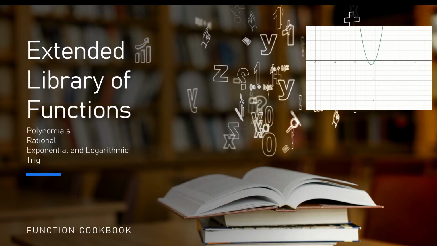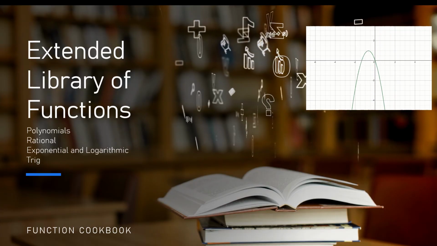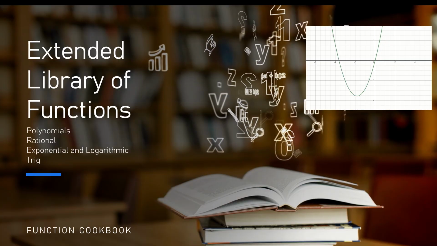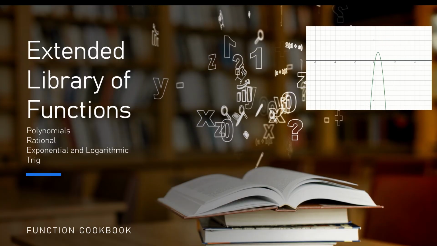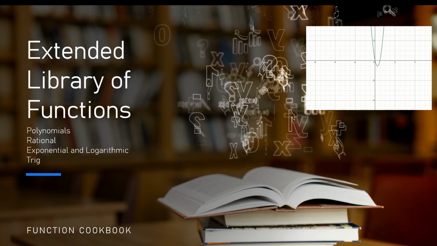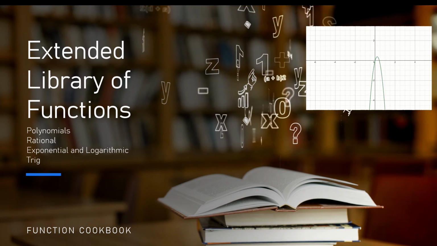logarithmic functions. So we're going to be talking about all four kinds of things: polynomials, rationals, logarithmic and exponential, which is kind of categorized together, and also trig stuff. Alternative names for this would have been the function cookbook or the restricted section in the library at Hogwarts.